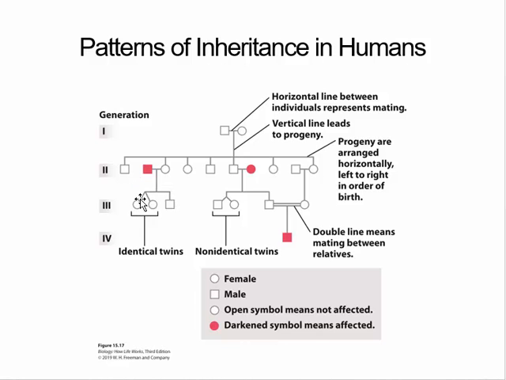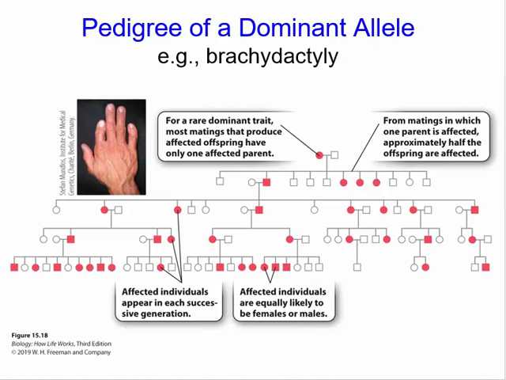Here's an example of identical twins. That's how we annotate that. The line coming down here. Non-identical twins have a slightly straight line and then it branches. And here sometimes we see this double line, meaning mating between relatives. So that orients you to what a pedigree looks like.